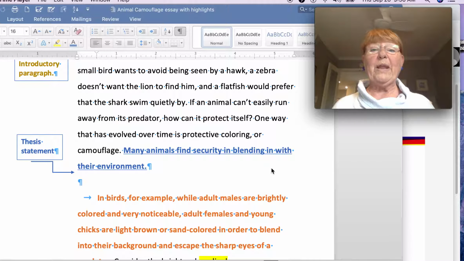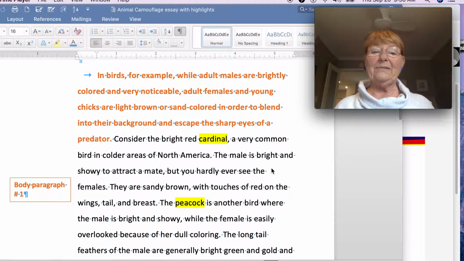All right. Body paragraph number 1 is organized the way all our paragraphs are organized. There's a topic sentence in the beginning and a concluding sentence at the end of each body paragraph. In this case, it seems to be about birds. So it says, in birds, for example, while adult males are brightly colored and very noticeable, adult females and young chicks are light brown or sand colored in order to blend into their background, blending in with their environment, and escape the sharp eyes of a predator. A predator is somebody that hunts them.